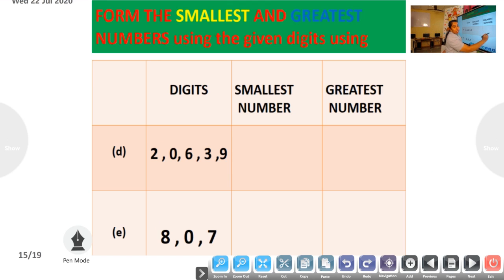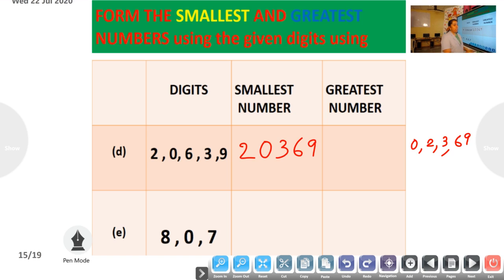Then what is the first step? Write in ascending order. Which is the smallest? 0. Next 2, 3, 6, 9. These are the digits. So which digit do you start from? Can you start from 0? No, there is no number that starts with 0. So you start with 2. For the smallest number, start with 2, then write 0, 3, 6, 9.